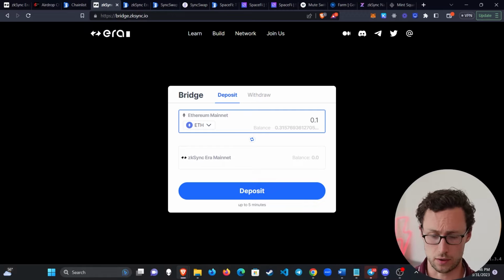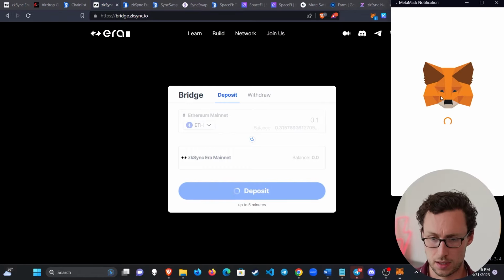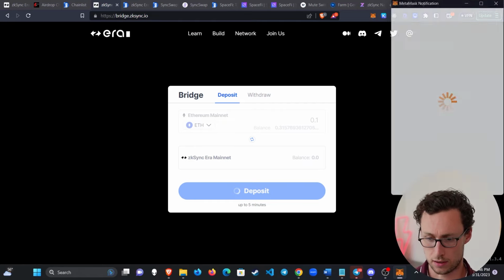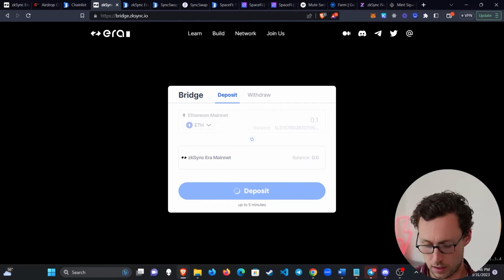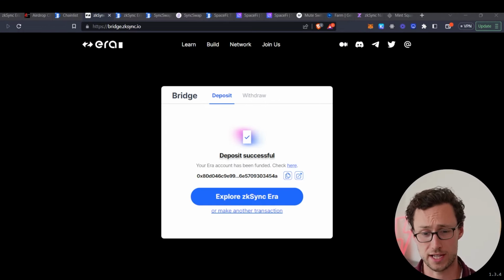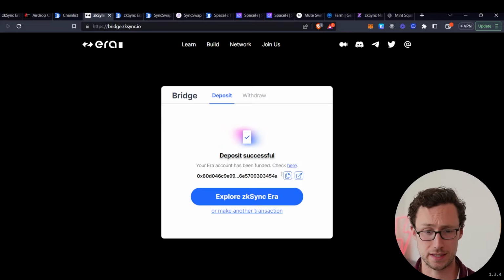So you type in the amount you want to send. I'll send 0.1. You click on deposit, and then you'll be prompted to confirm the MetaMask transaction. Click on confirm. And it's as simple as that. It takes up to 5 minutes, and then the funds appear over on the zkSync Era mainnet. And like Ethereum, you will use that ETH to pay for transaction fees over on zkSync. And once our transaction has been confirmed, we are ready to start using some zkSync and DeFi.